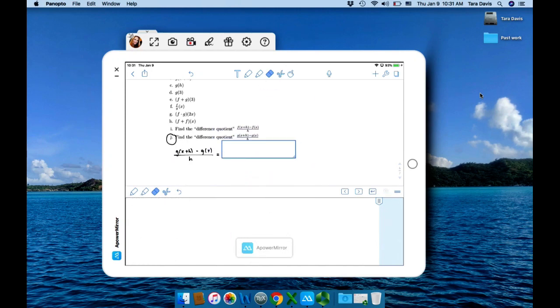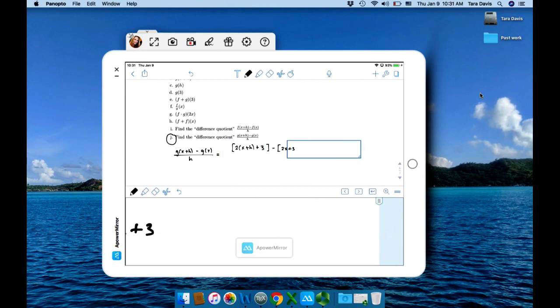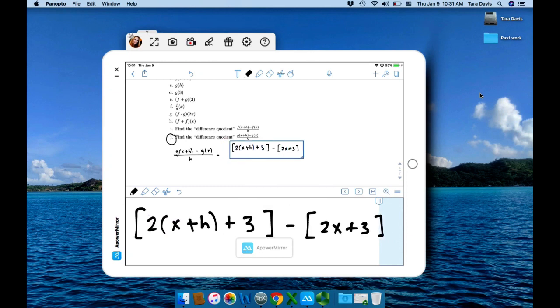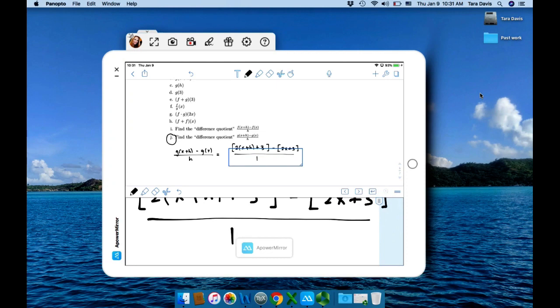Okay, so 2 times x plus h plus 3. What I just wrote is g of x plus h. Okay, and then I need to subtract off g of x, which is 2x plus 3. See how I'm being careful with my parentheses? And then this whole thing has to be divided by h.